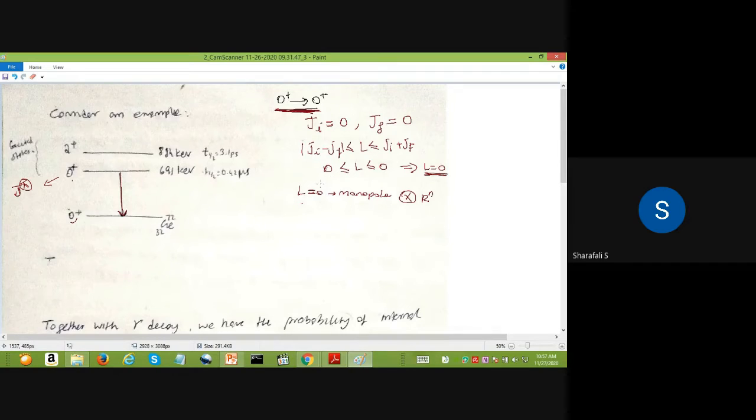Similarly, not only for this case, if you are having a 0 plus to 0 plus transition from an excited state to the ground state, or some other transition which will give you L equals 0, then that kind of transition will result in monopole, and that will not give you radiation, which means that there is no gamma radiation produced in this particular kind of transition.